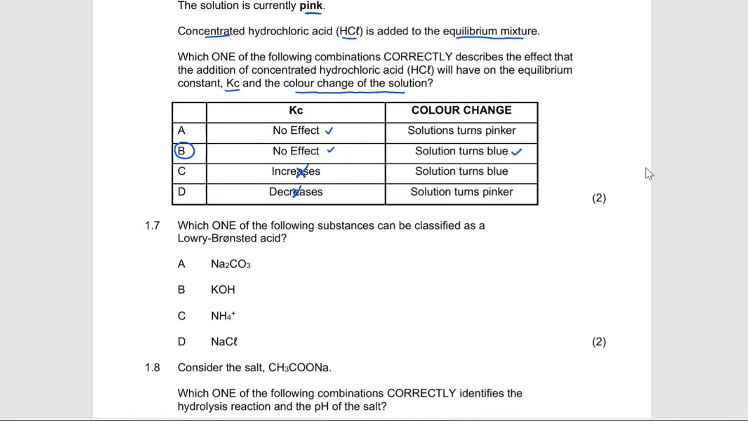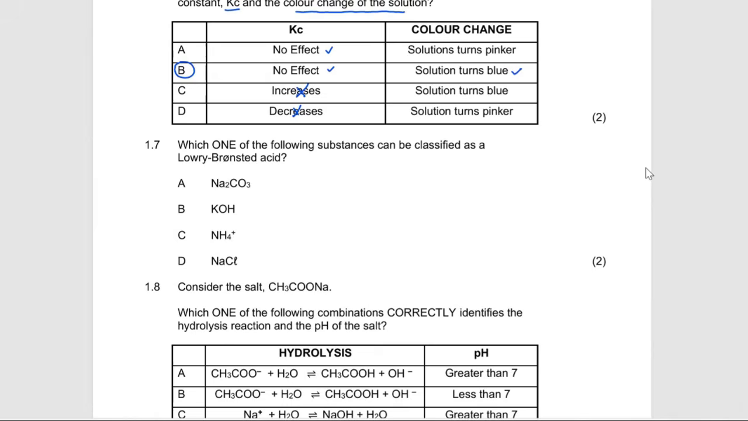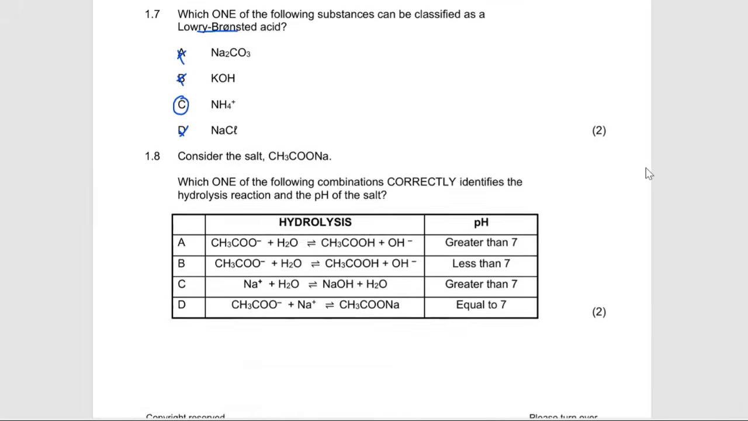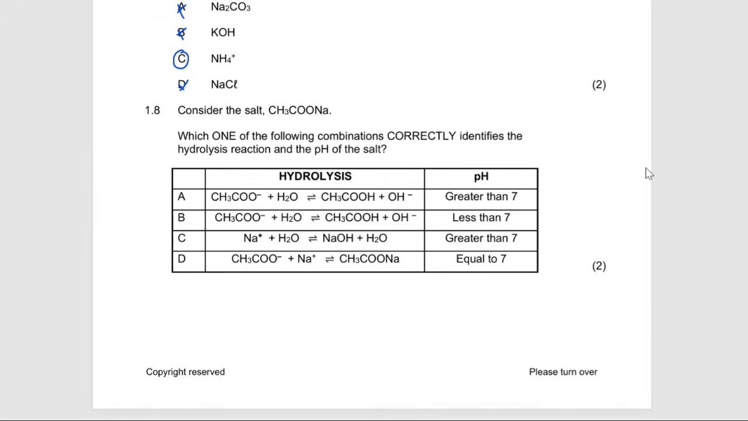Then moving on there to 1.7, it says which one of the following substances can be classified as a Lowry-Bronsted acid? Remember, an acid is a proton donor. So according to the list here, C is the one that can act as a proton donor. So for 1.7, it's going to be option C. All these others there can act as bases.